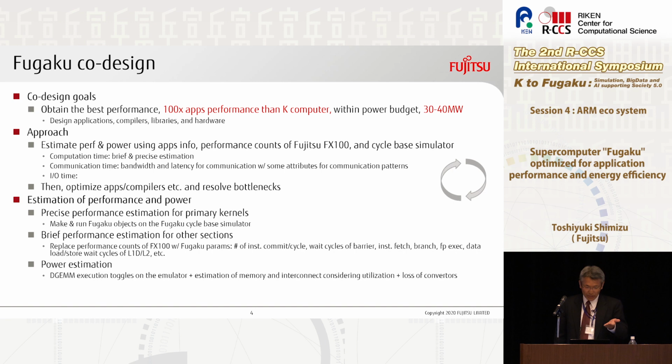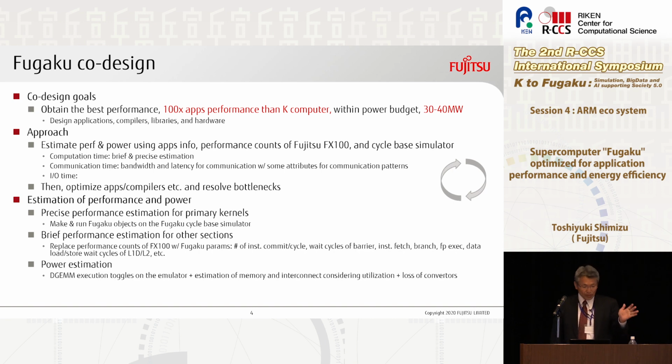So we use application information and performance counts of the Fujitsu previous commercial supercomputer FX100, and also use a cycle-based simulator of Fugaku. For communication time estimation, we use bandwidth and latency and the communication pattern. Then we optimize the application and compilers and libraries and hardware to resolve the bottlenecks.